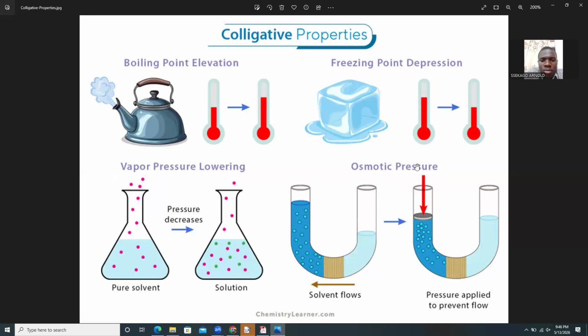Then osmotic pressure also changes when you investigate it. However, this mostly applies for biological systems.